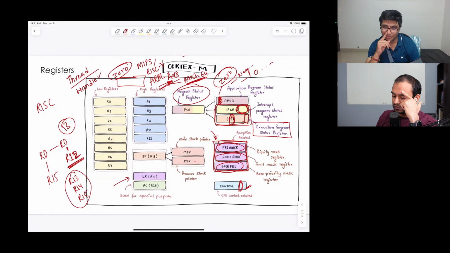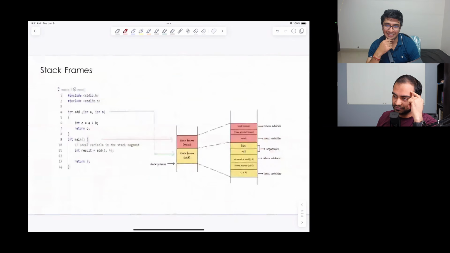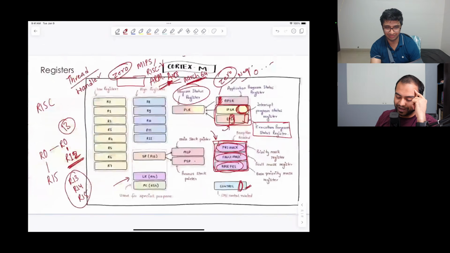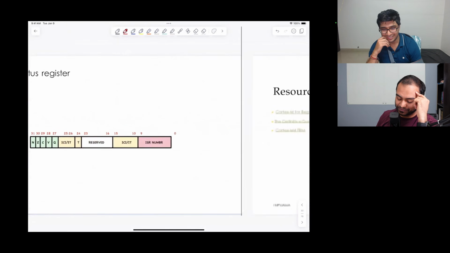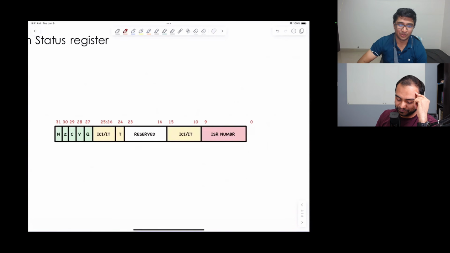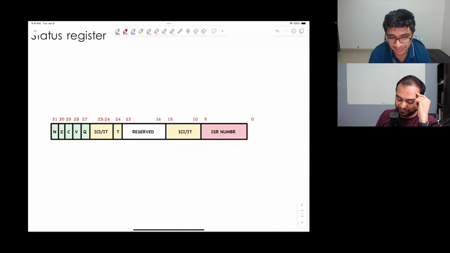I think it holds that. If we go to the next slide, we'll cover the program status register. I guess we can skip this one and we'll come back to it. Let's go to the next one. So this is the program status register. The interrupt status register is the ISR number. Whenever an interrupt gets active, the ISR number is stored over there.